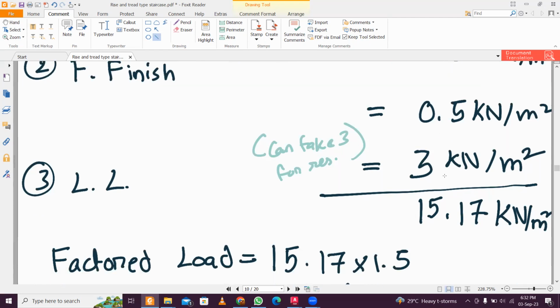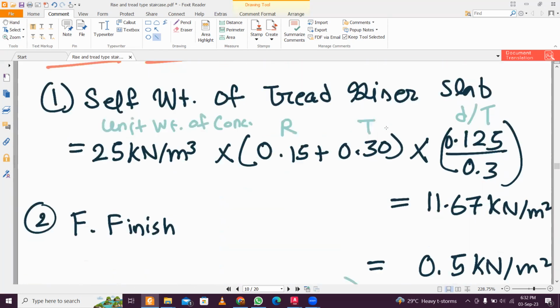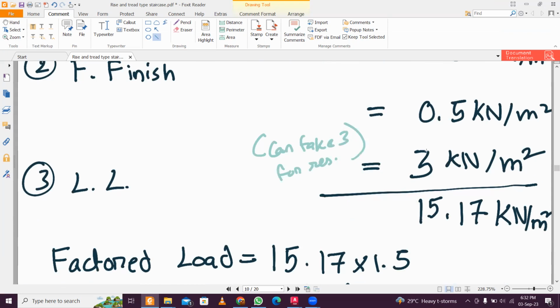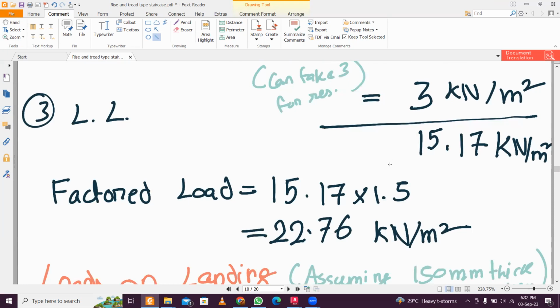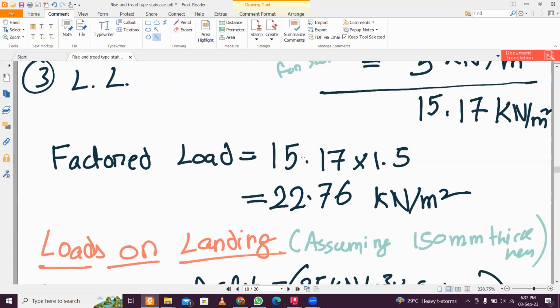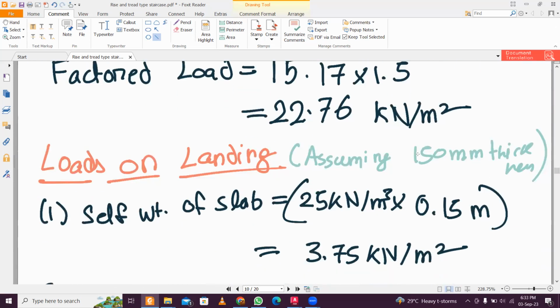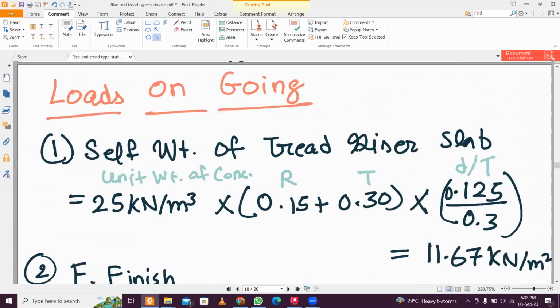So in this case, I've taken less because I'm already working with less depth. But you can take 5 for safety also, but 3 is okay for residential and normal staircase in which large loads are not involved. So the factored load is multiplied by 1.5, the factor of safety, to increase the loads. So we have the factored load on the going.